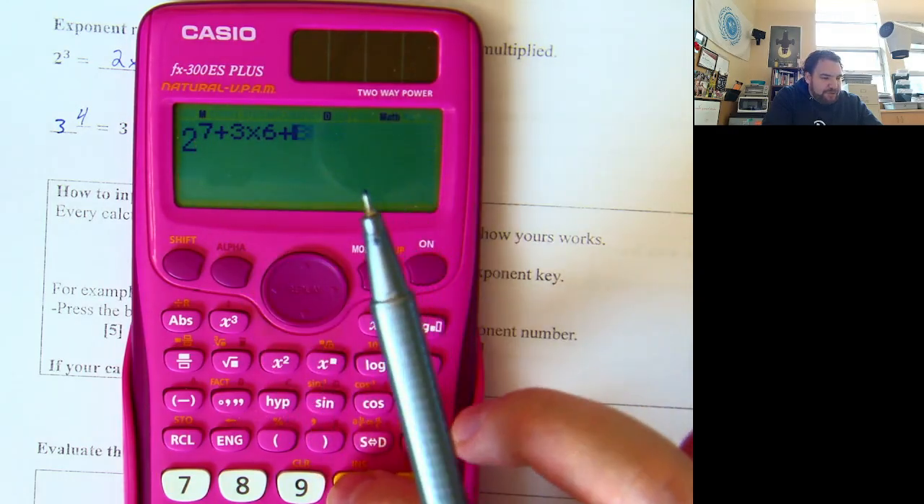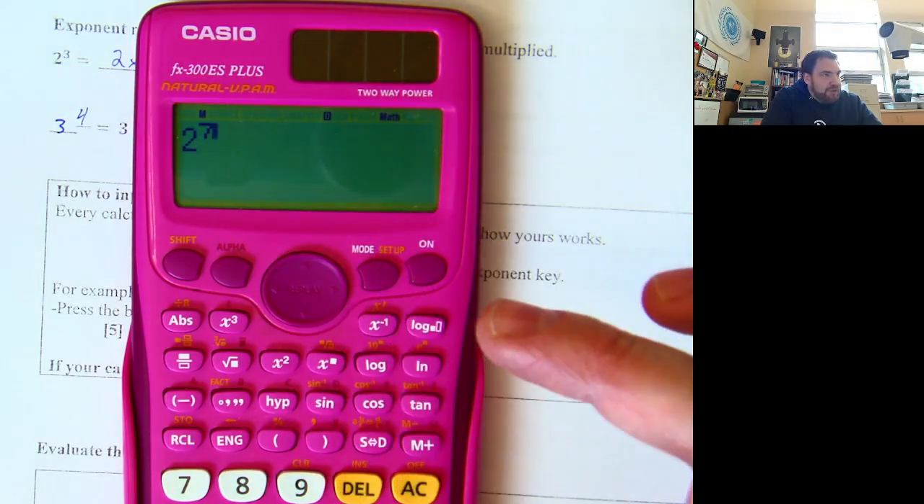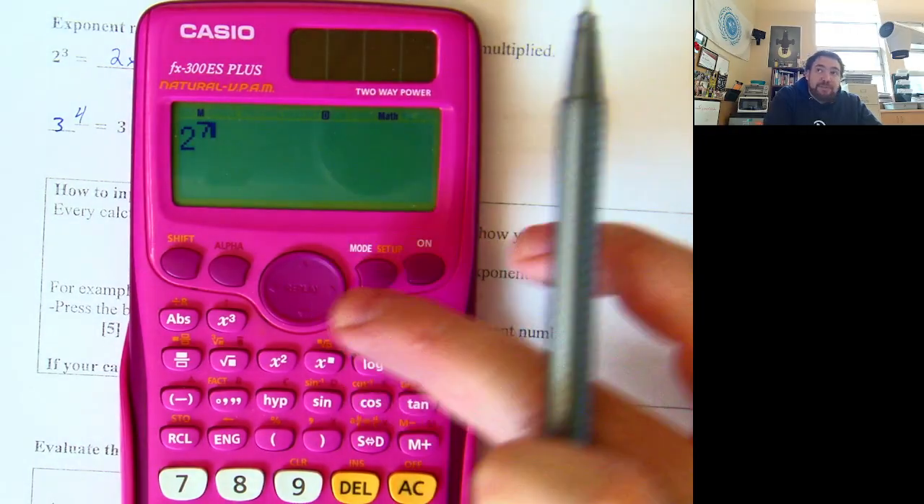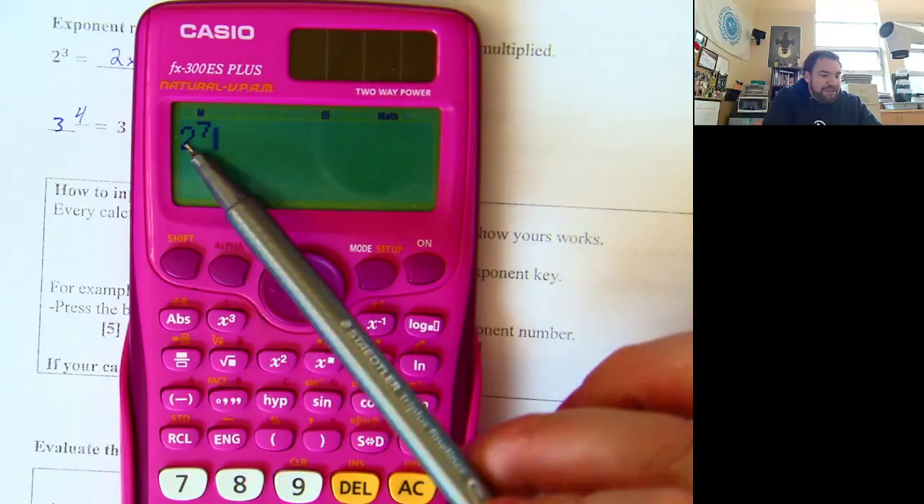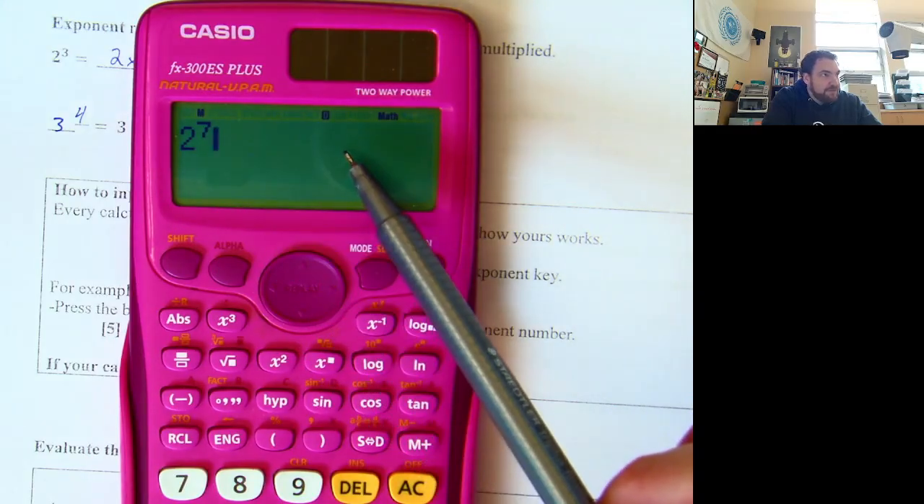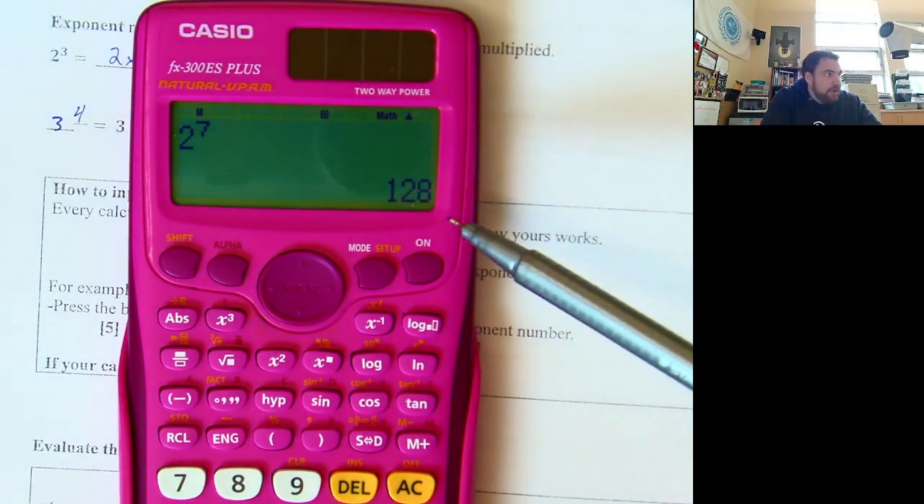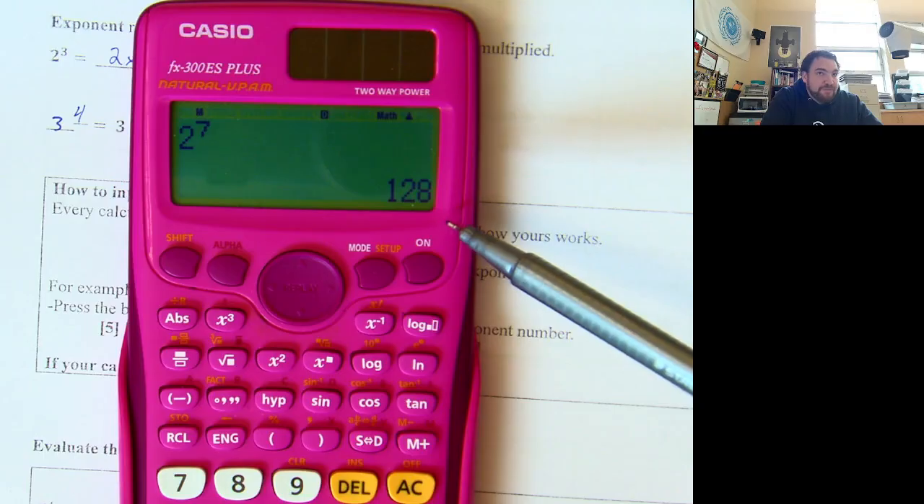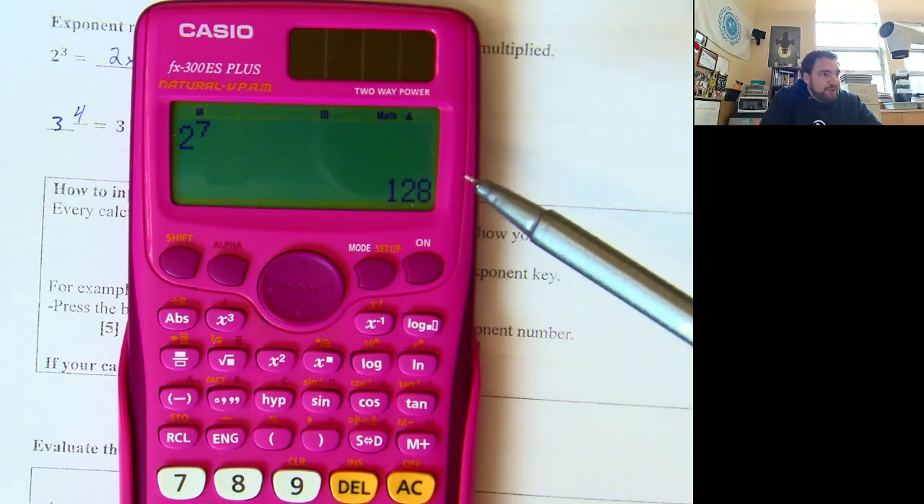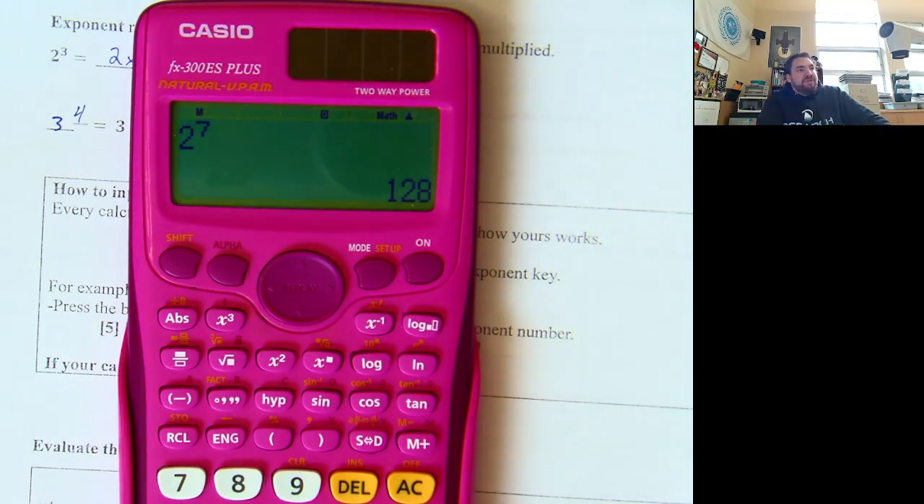So you got to be careful when you're using the Casio's, that if all you want is 2 to the 7, you put that up there, and then you actually have to push this arrow here to get out of the exponent if you want to keep typing other things. Then equals, and obviously it's going to give you the exact same result. If you are working with a single line display calculator, your calculators are going to be different. It may or may not behave the way it is supposed to behave.